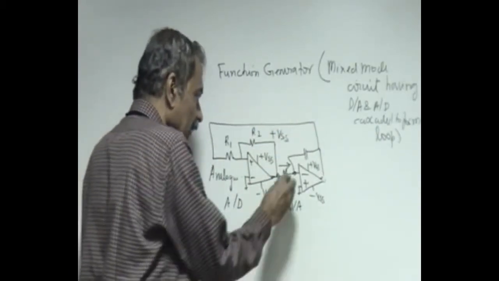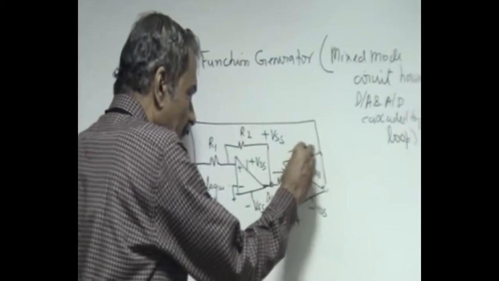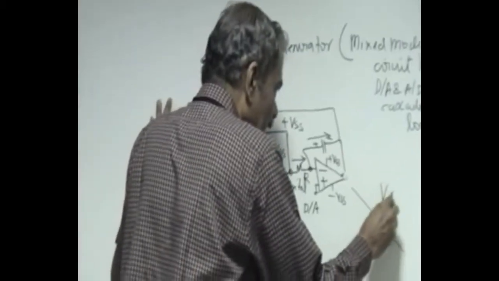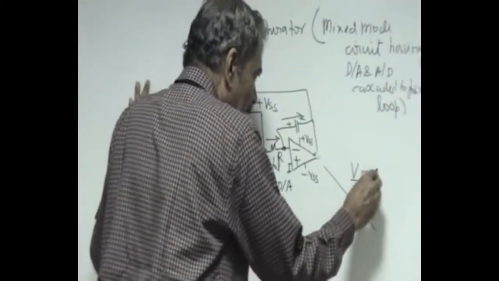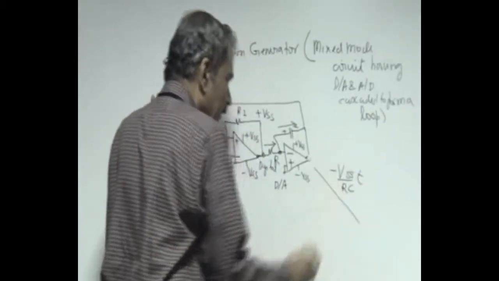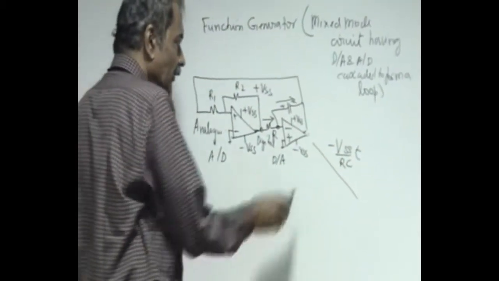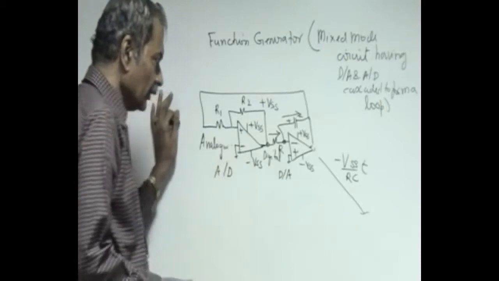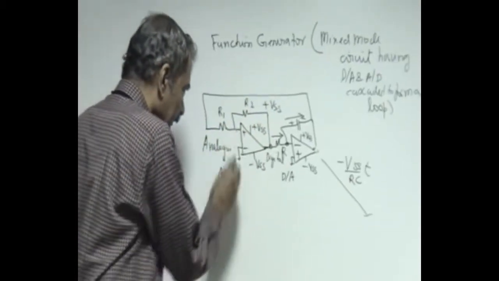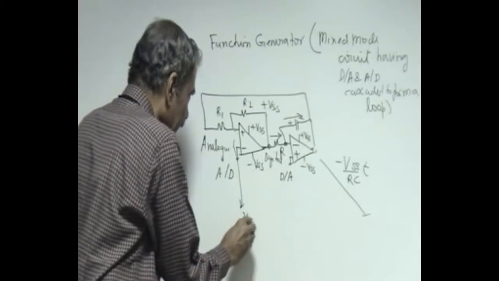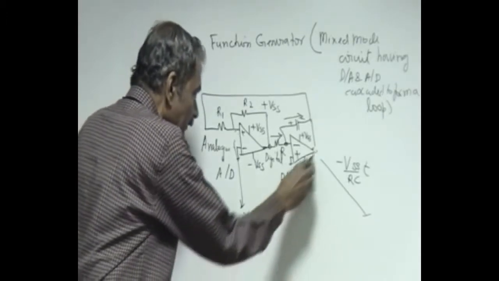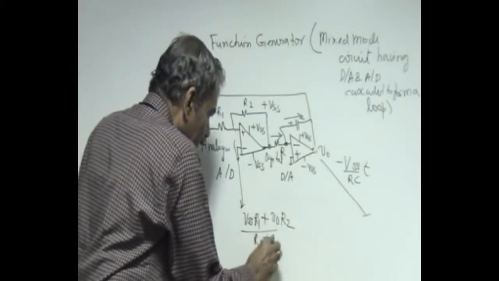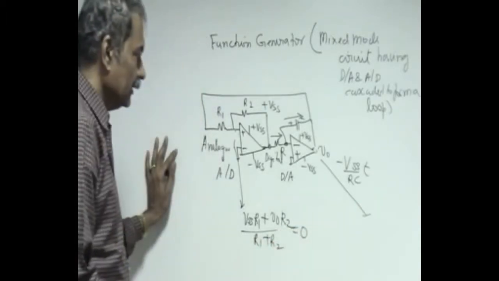Then the current in this is VSS by R, which is going to charge this capacitor, and this will be going negative at a rate which is VSS by R into C into T, with a negative slope. As soon as it reaches a certain point where this voltage goes to 0, it's already at plus VSS, so the voltage at this point is nothing but VSS into R1 plus V0 into R2 by R1 plus R2. When this becomes equal to 0, the state changes.